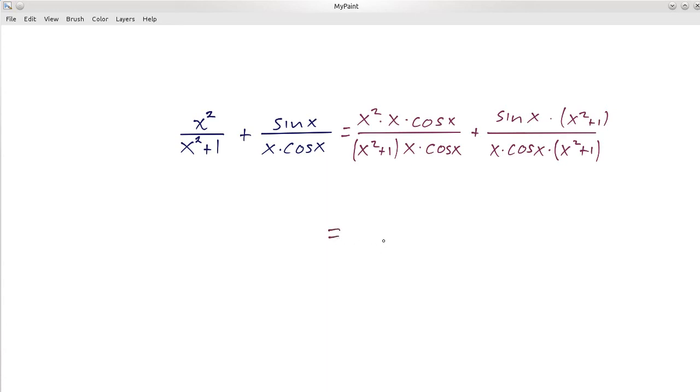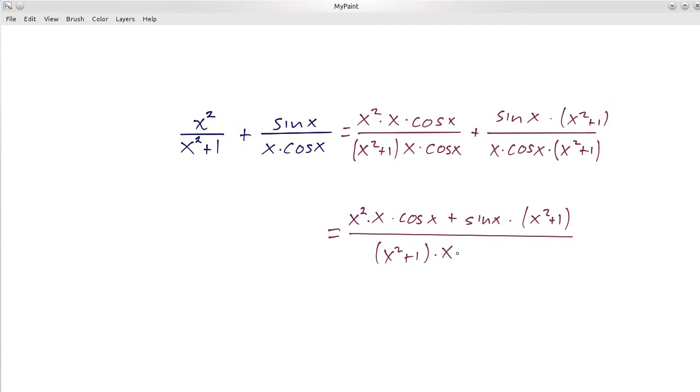Okay, so now both my fractions have the same denominator, so I can just go ahead and add the numerators together. And to do that, I just write the two numerators down, x squared times x times cosine x, plus sine x times, in parentheses, x squared plus 1. And then for my denominator, I have the common denominator. So that is, in parentheses, x squared plus 1 times x times cosine x. And there I've added the two fractions.